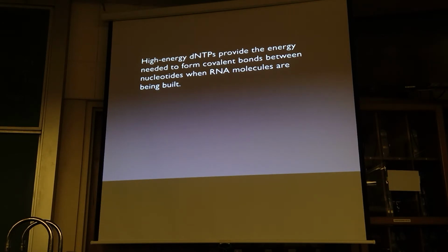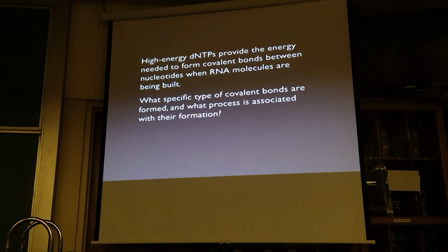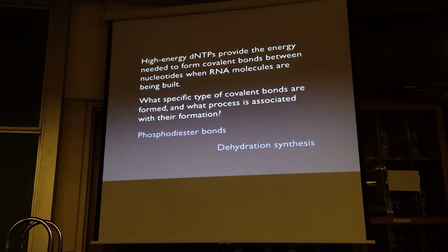So when we're building the covalent bonds to build RNA, it's the same as when we're building the covalent bonds to build DNA. The high energy compounds that provide the energy to make the covalent bonds are NTPs, nucleoside triphosphates, dNTPs for making DNA, rNTPs for making RNA. And the bonds again are phosphodiester. And to make them, you have to remove water, dehydration synthesis. So that's all review.